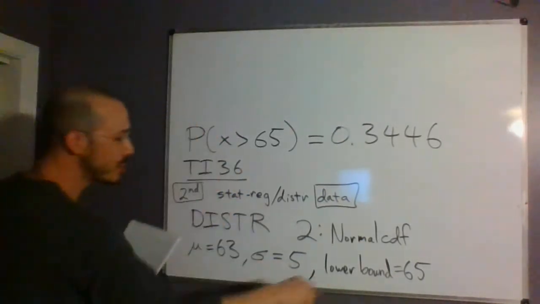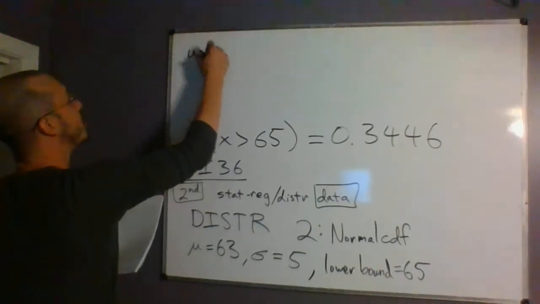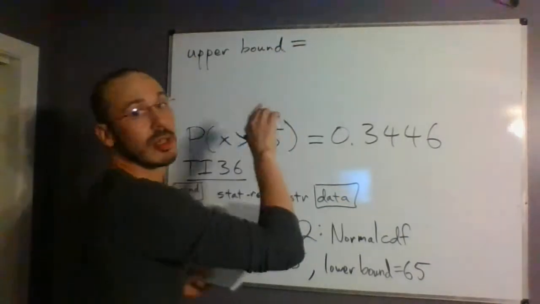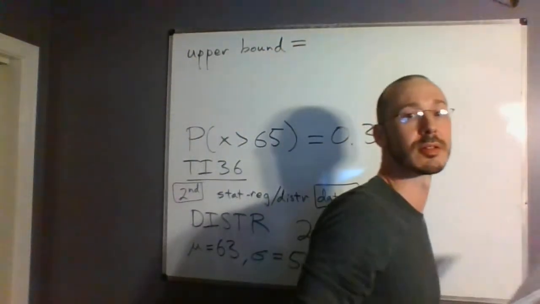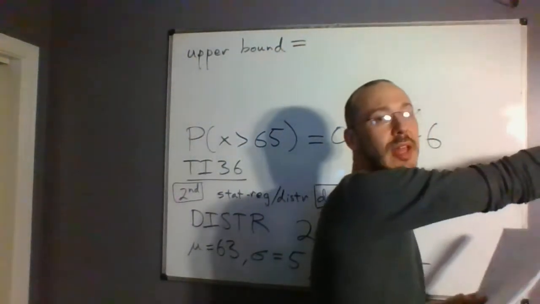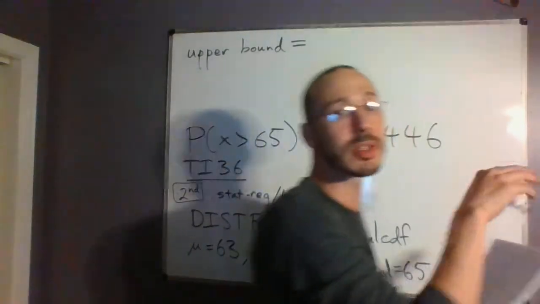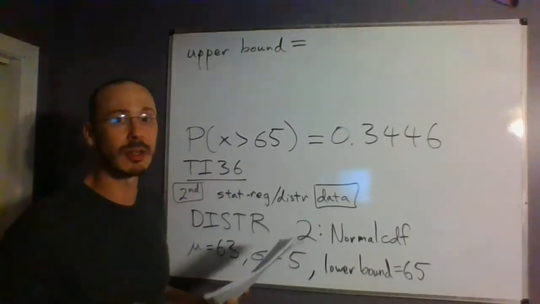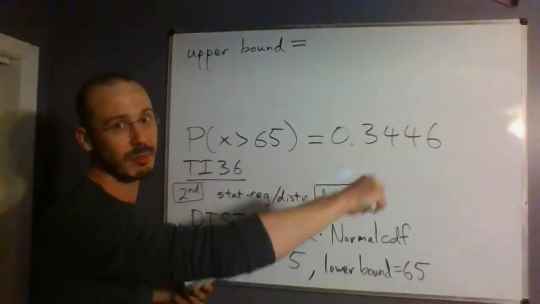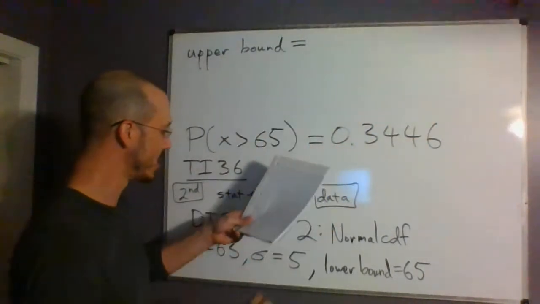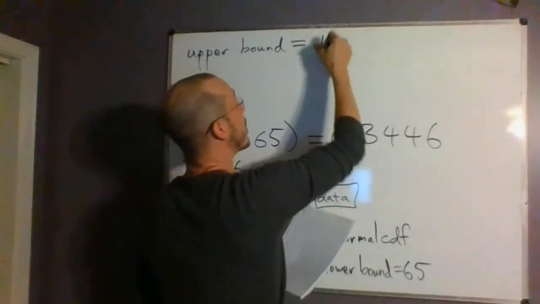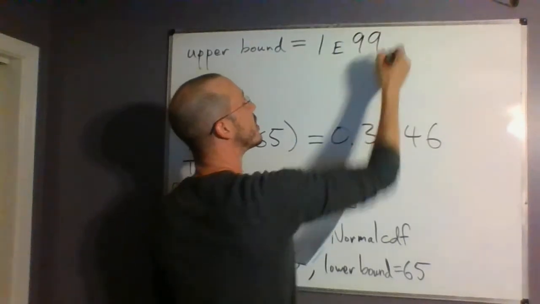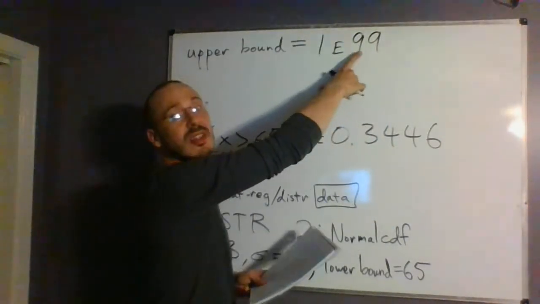So the last piece you'll need here is the upper bound. And that shaded region keeps going to the right, all the way down the x-axis, all the way down the number line. So we need to put in infinity, but that's not a number. That's just kind of like the direction. The number I use, I press 1, exponential notation, 99. This means 1 times 10 to the 99th.